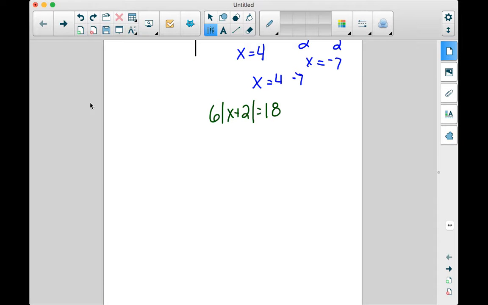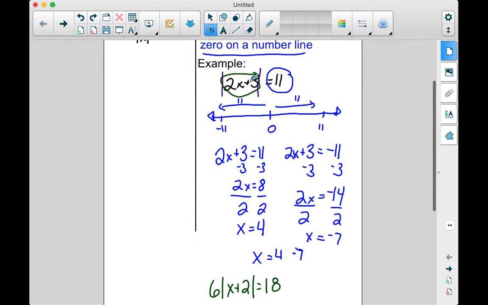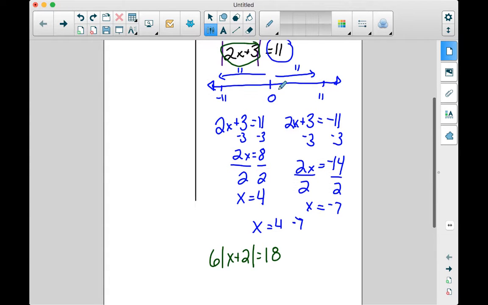So for this problem here, I want to go through another example. In our first example, everything was inside the absolute value. So that 11 represented the whole distance, or the absolute value, or that distance from one problem to the other.